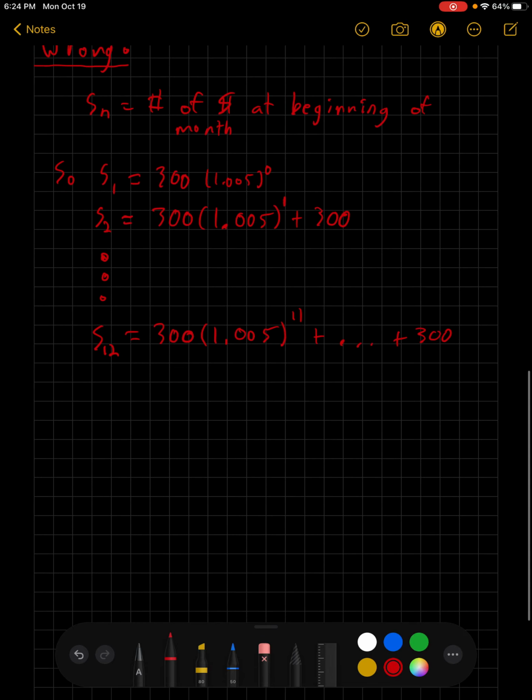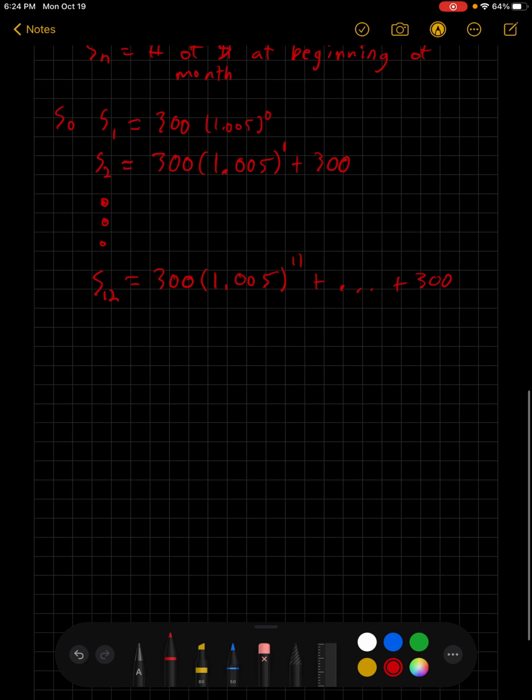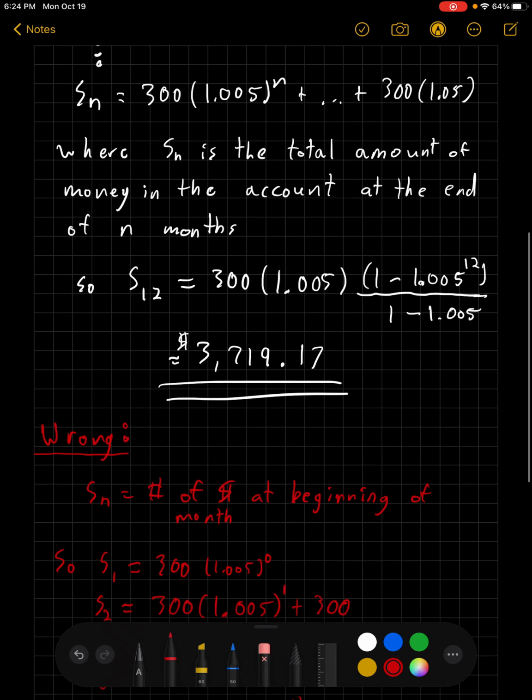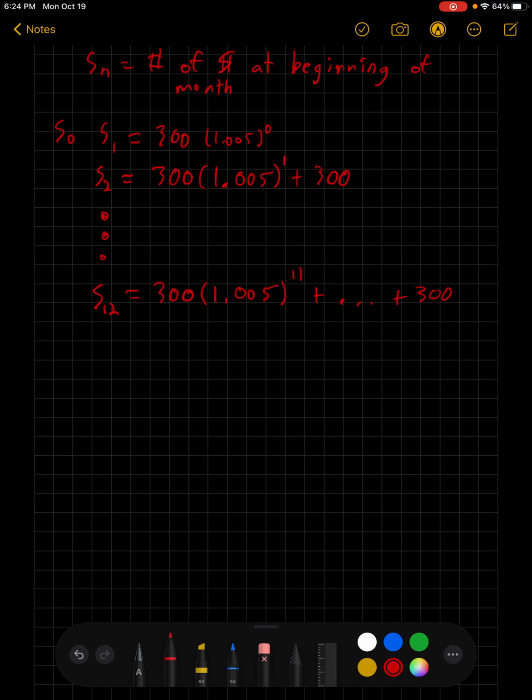And the problem with that is that's true for the beginning of the month, right? So if I think of just, I want to make sure I'm doing this all right. So then I would say that S12 is equal to the amount at the beginning of the month, which is going to be 300 times 1 minus 1.005 to the 12, because we do it for 12 months.